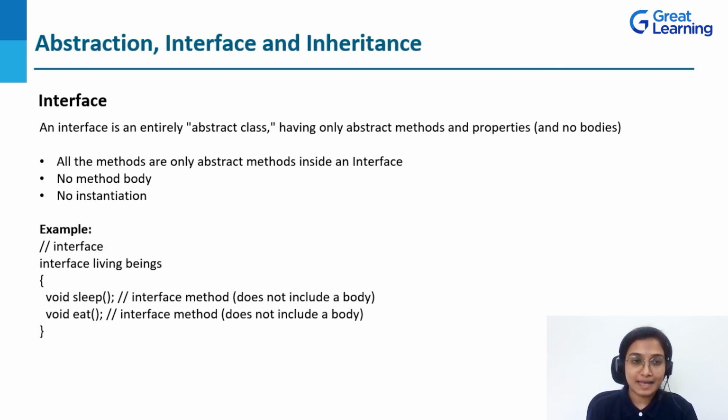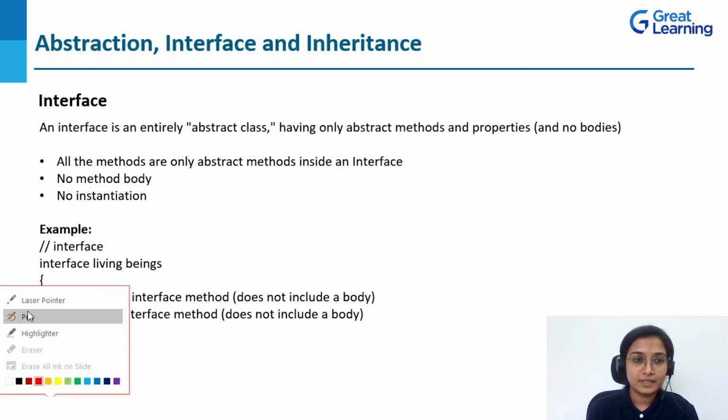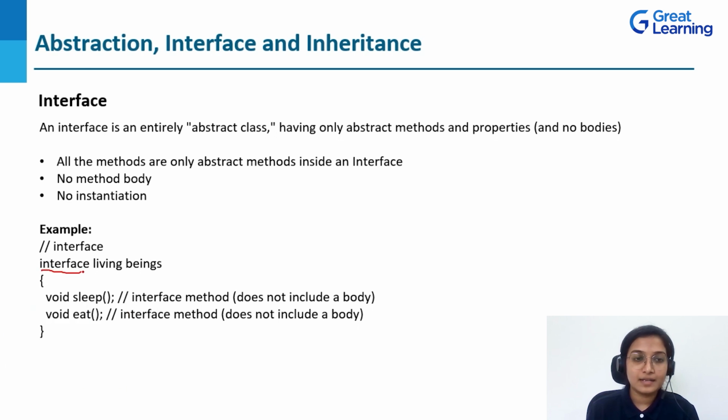So there is a simple example here for interface. I've declared that particular interface with a keyword called interface. You have to notice here, you have a keyword called interface, right? So there is an interface keyword here. We have given an interface living beings. So inside that, what does living beings do? I have different abstract methods. So that is sleep, eat. You can also add walk, run. So anything. So that's about interface.